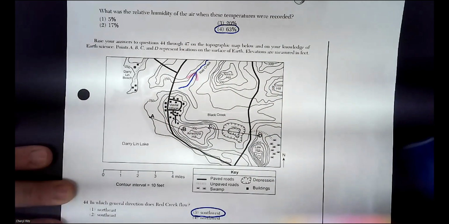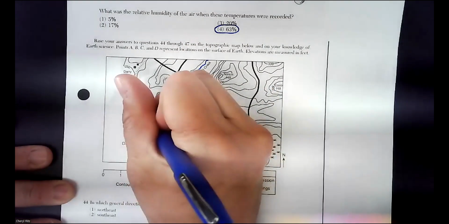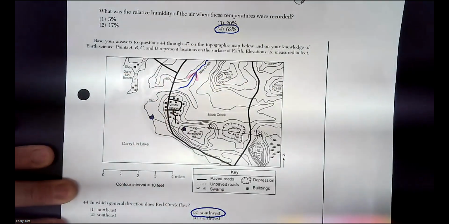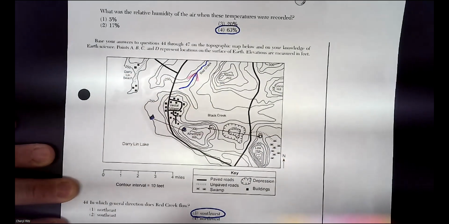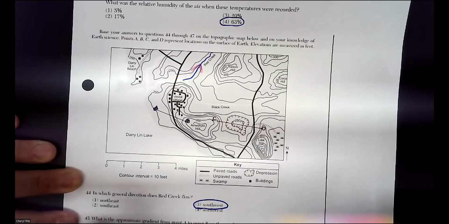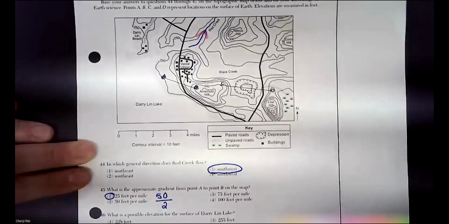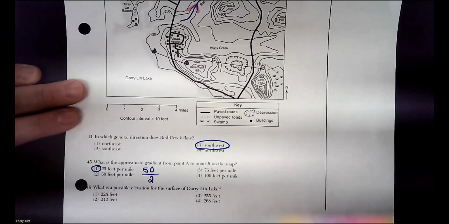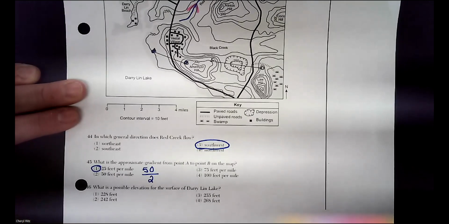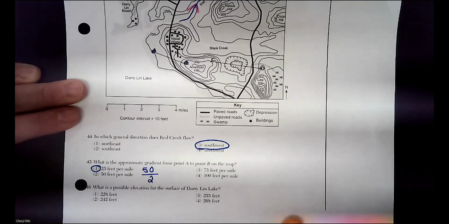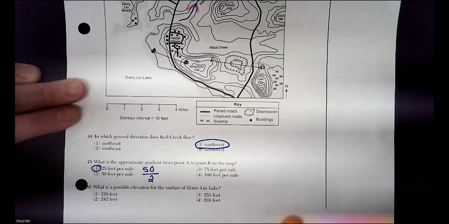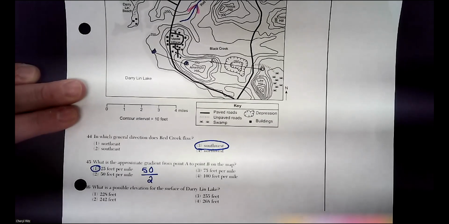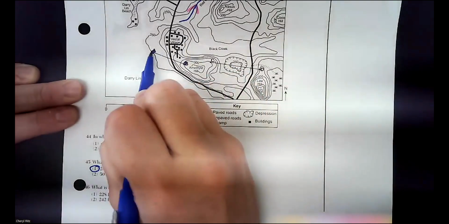How about what's the gradient from A to B? So here, A, there's B. You should have realized that A is 250, B is 300, so that's a difference of 50. And then when you use your scrap paper to figure out how far apart they are, they're 2 miles apart, which gives you 25 feet per mile. What did you put as your answer? Divide that by 250. But it's not 100. A to B is 50.